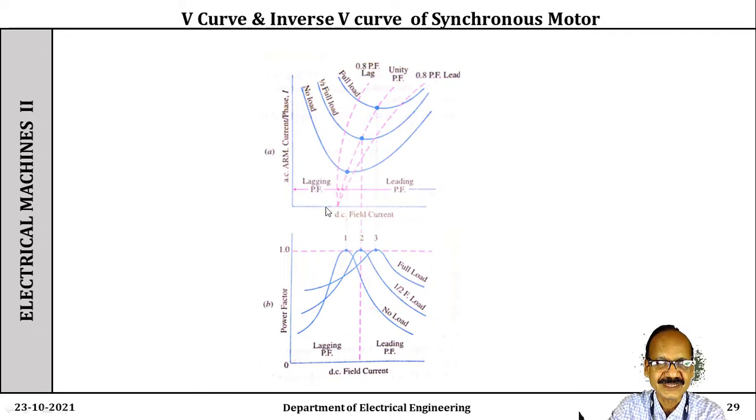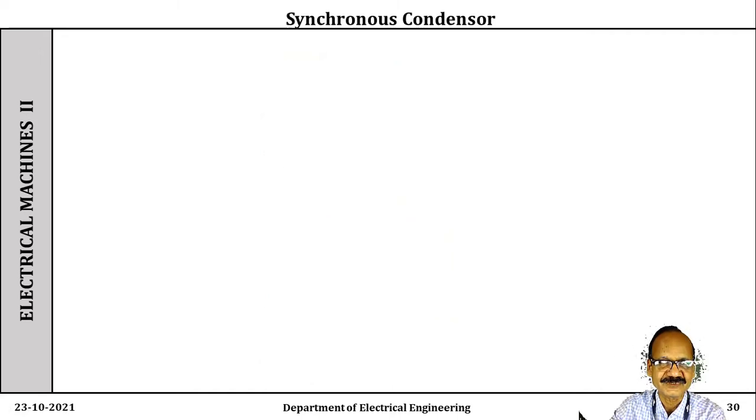So at a low excitation, the power factor is lagging. At a higher excitation, the power factor is leading. Both at lagging and leading power factor, the magnitude of armature current is large. And at a certain excitation, the armature current becomes minimum, that is at unity power factor. So in this way, we have finished the V curve and inverted V curve of a synchronous motor.